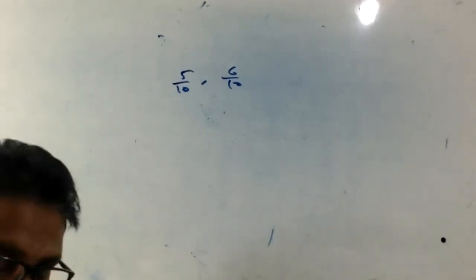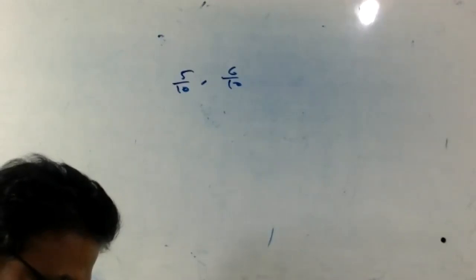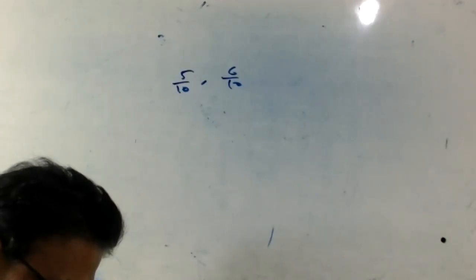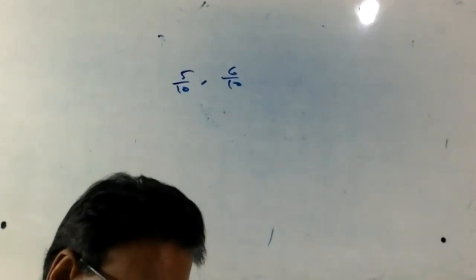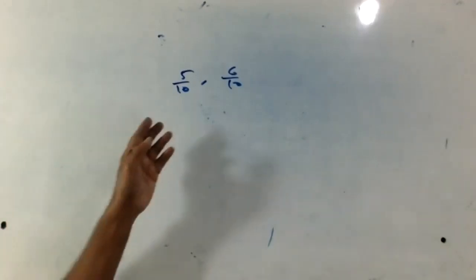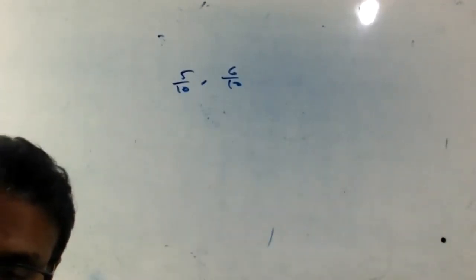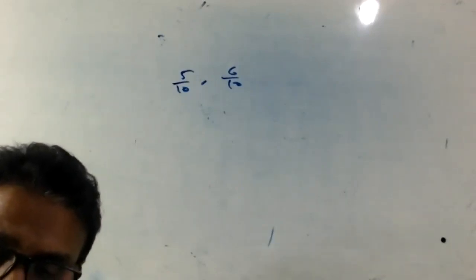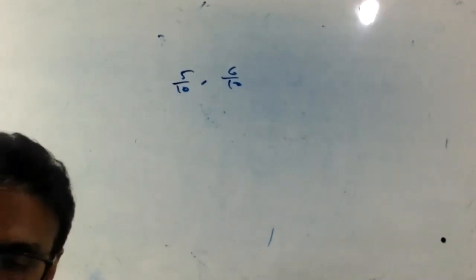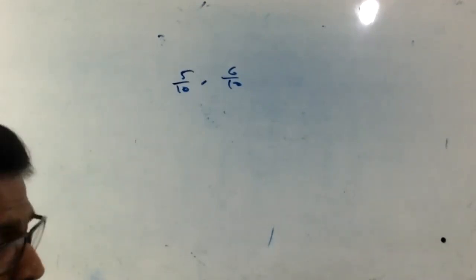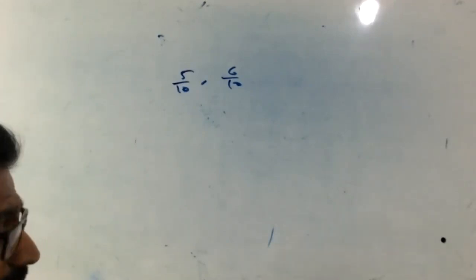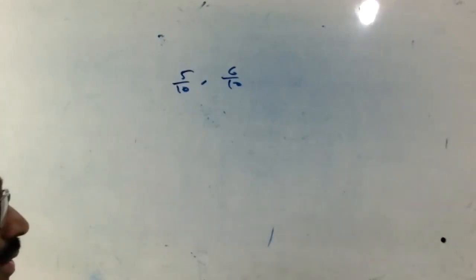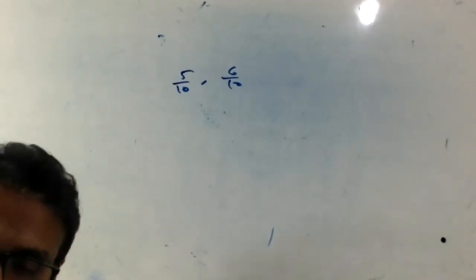Listen here, just wait. The question is, find, no, don't write what I told you, Mansi, listen here. It's not 5.1, it is wrong. How come 5.1? It is 5 by 10. 5 by 10 is 0.5 only.